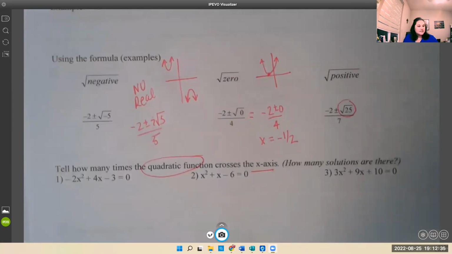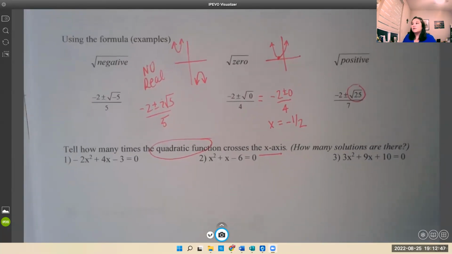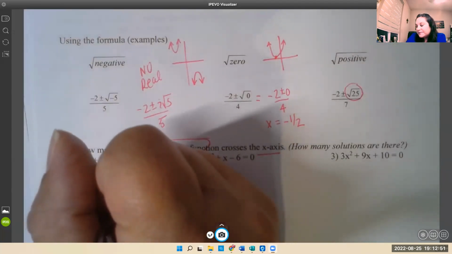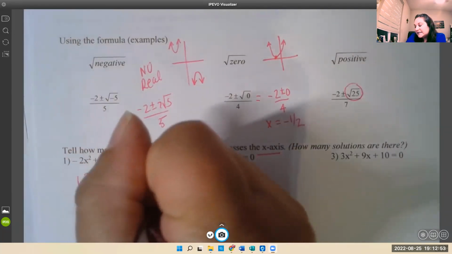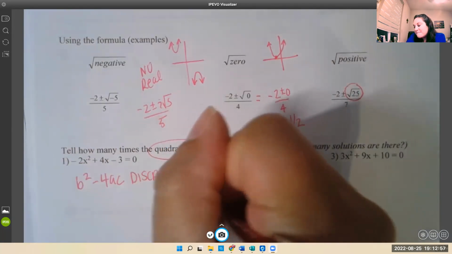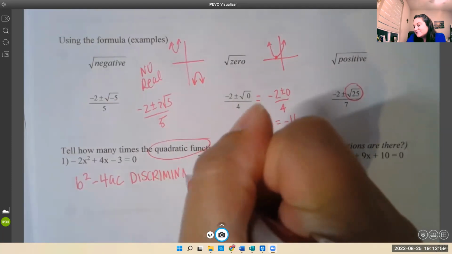So you're going to get to a set in the book where they're going to ask you how many solutions there are, and you don't use the entire quadratic formula. You just use what's called the discriminant. So the b squared minus 4ac is called the discriminant.